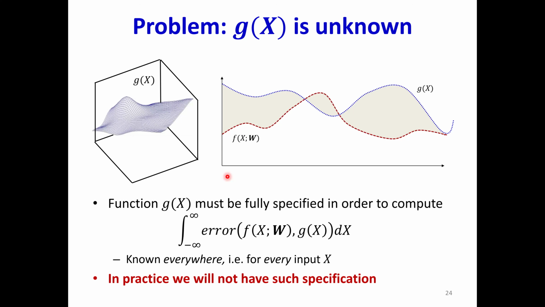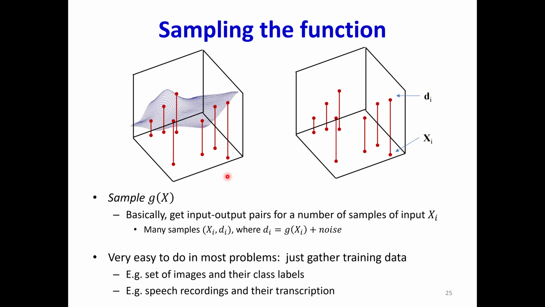So we are faced with a situation where we must learn a network to model a function which is not fully specified. So typically, here is what we will have. We will have samples from g of x, basically input-output pairs for a bunch of inputs x, such that for each x, we know the value of g of x. So rather than having this entire mesh, we are simply going to have for a bunch of x's the function value g of x, which I'm representing as d in this picture.